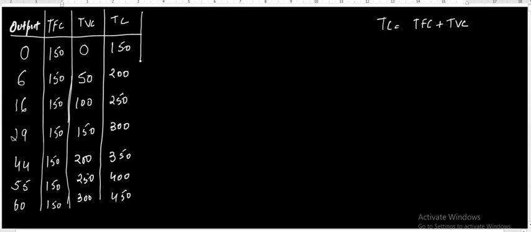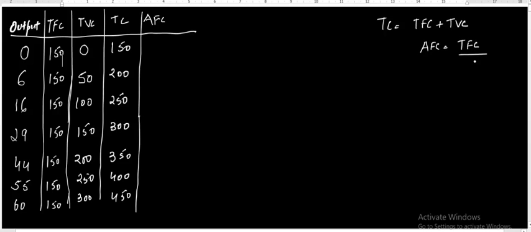Now I will talk about some other costs over here. I will talk about firstly the average fixed cost. Now average fixed cost is equal to total fixed cost divided by the quantity. So my total fixed cost is 150 divided by 0, which is mathematically not defined. Now 150 divided by 6, it is going to be 25.